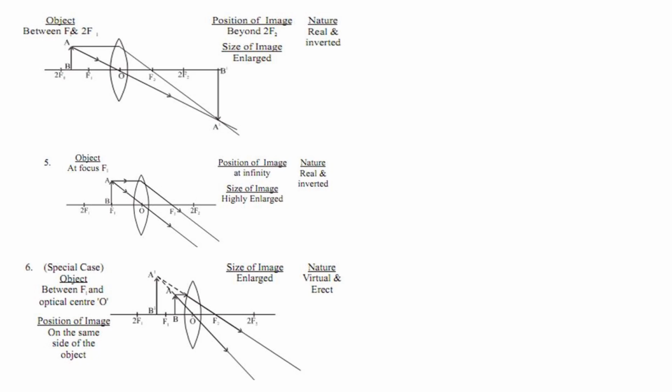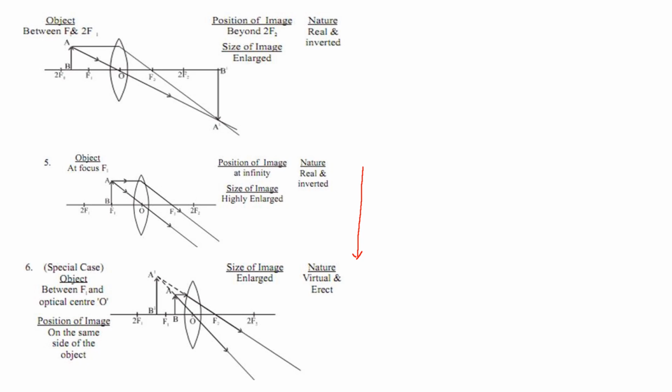I have taken two rays as usual: one parallel to the principal axis, going through the principal focus, and the other ray going straight through the optical center, right? And somewhere in the infinity they are going to meet. We consider that somewhere in the infinity they are going to meet. The image will be a highly enlarged image. Of course the image will be real and inverted, and the size of the image will be highly enlarged, right? This is what we assume.